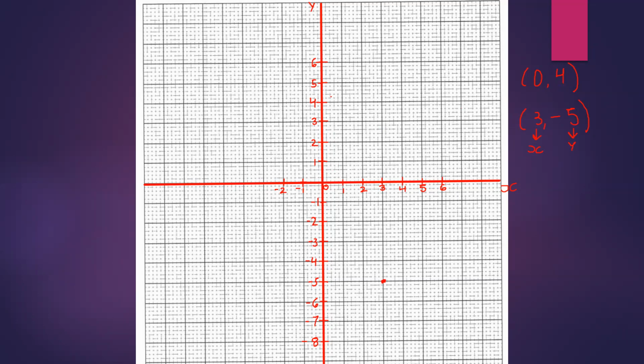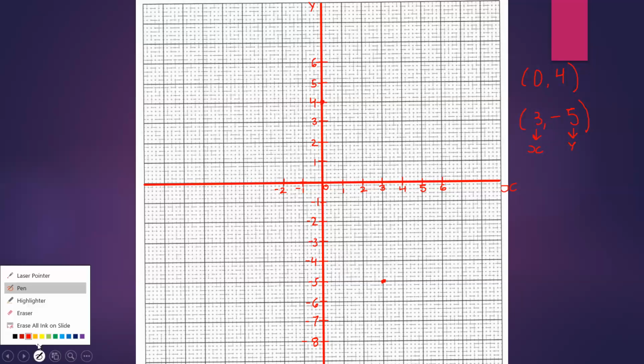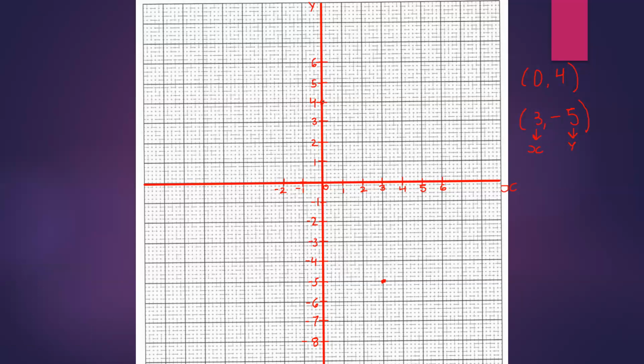Good. Now we need the point 0, -4. That's going to be 0, -4. I don't know if you could see that, but let me use another thing. So this is the point 3, -5. And this is the point 0, -4.